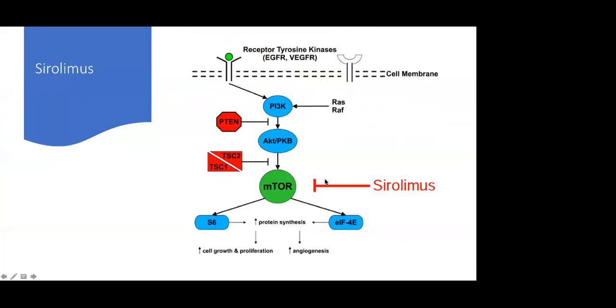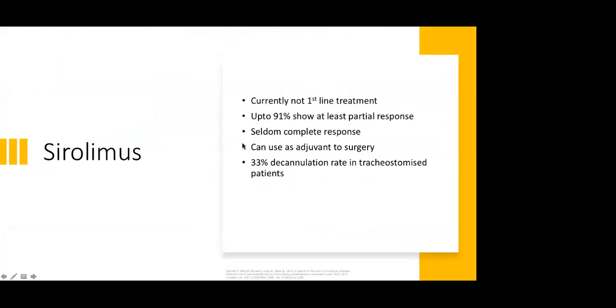So just a note on sirolimus, it blocks the mTOR pathway, and if you look at the mTOR pathway, it blocks the vascular endothelial growth factors, further down the pathway, decreased cell proliferation, and angiogenesis. So currently, it's not the first line of treatment, although there's groups that believe it should be first line of treatment for these patients. Up to 90% of patients show at least a partial response on sirolimus. There's seldom a complete response, but it can often have a good enough response to avoid surgery.